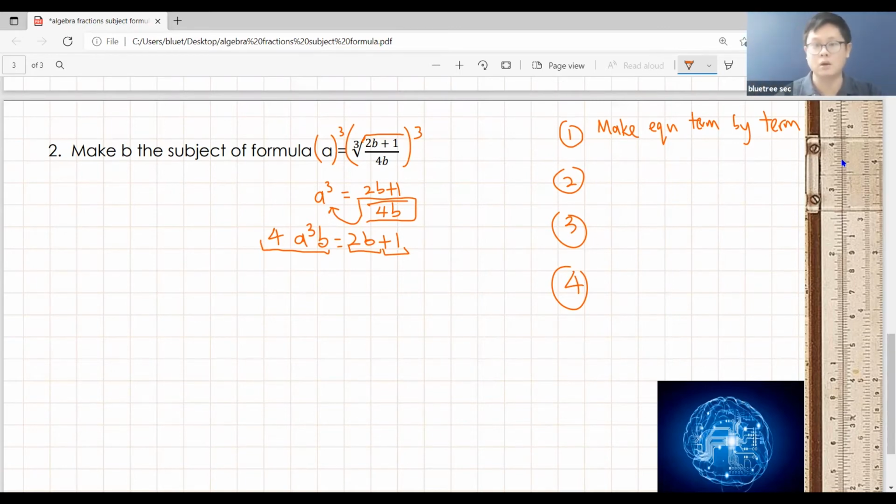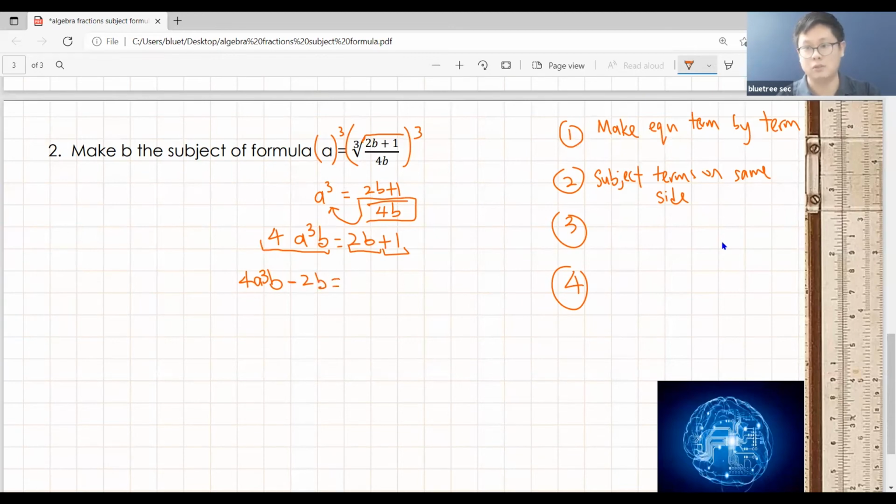Okay. Now we're going to move on to step number 2, which is to gather all the subject terms on the same side. Anything that doesn't have the subject is going to be moved to the other side. Since we want B to be the subject, we're going to move all the things that have B to the same side, which I would prefer in this case to be the left side. Usually you will want the subject to be on the left side, right?